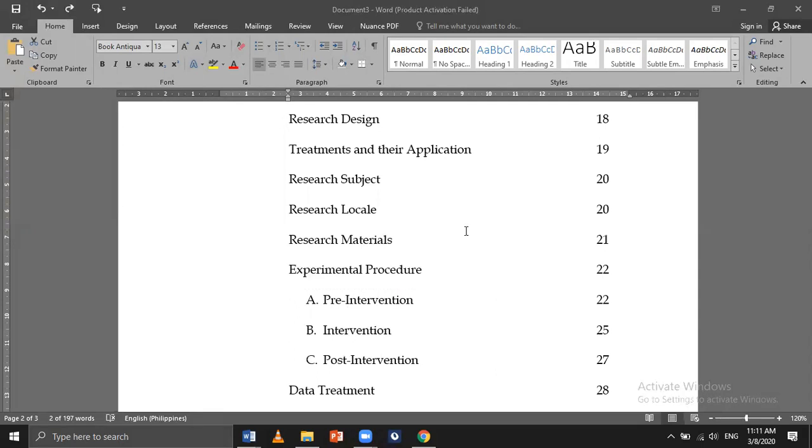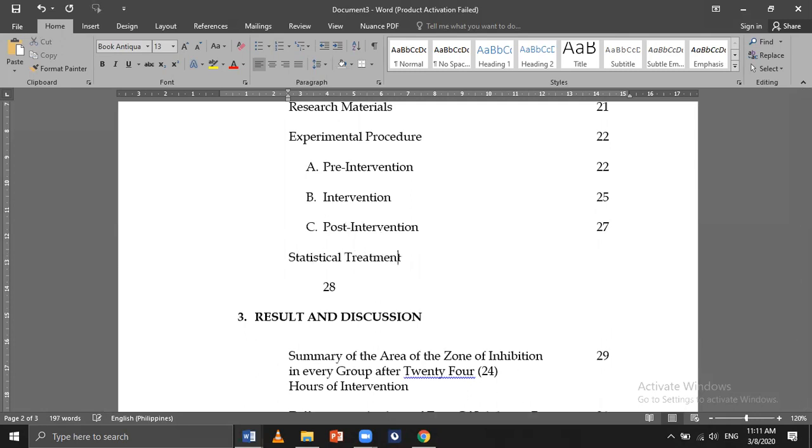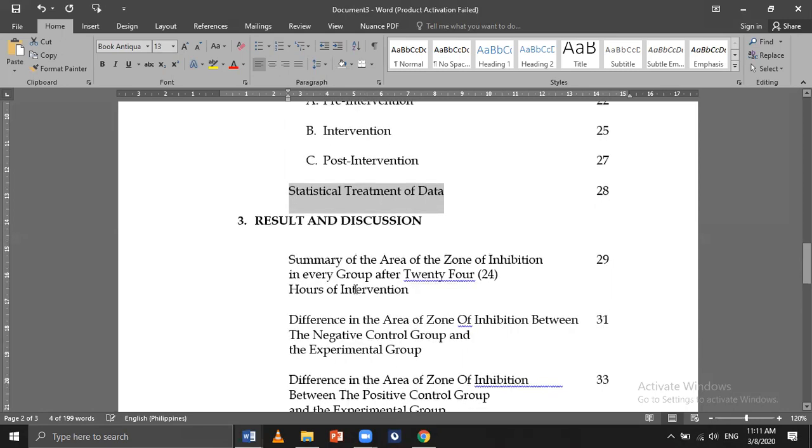Next is the data treatment. This is mostly used in experimental research, but let's have a uniform term here. Let's use statistical treatment of data. Both quantitative experimental and quantitative non-experimental must use the term statistical treatment of data. Next would be chapter 3, which is the results and discussion.